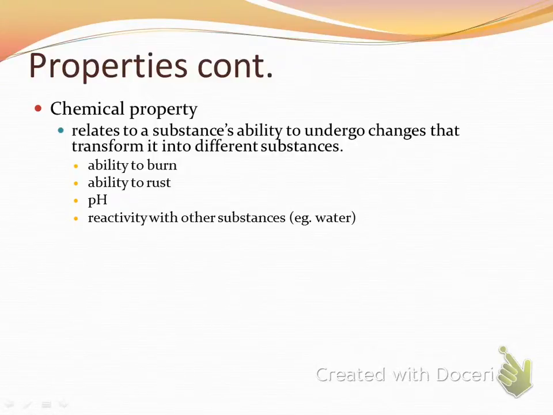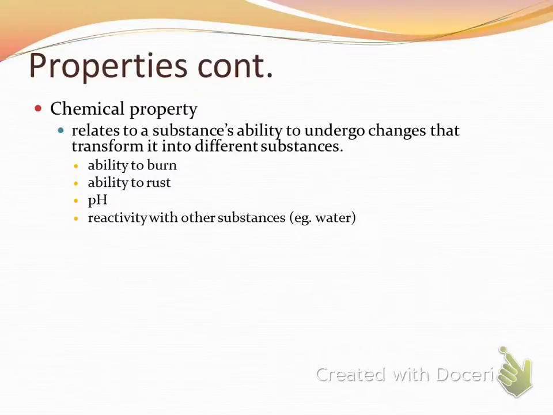A chemical property is something that relates to a substance's ability to undergo chemical changes. Here are some examples of chemical properties: whether things burn, whether they rust, whether things are soluble or not, so they're able to dissolve, a substance's pH level. That's a chemical property. If it's reactive with certain things, those are chemical properties. So it's all about how substances react with one another. That's what determines if it's a chemical property or not.